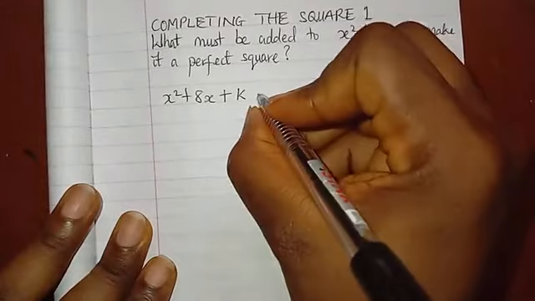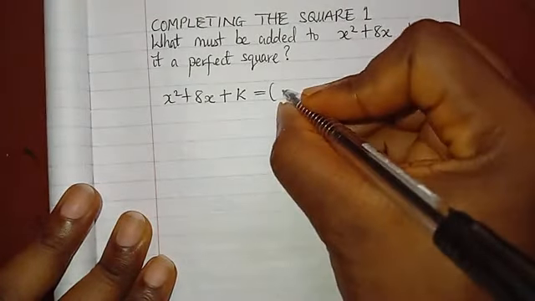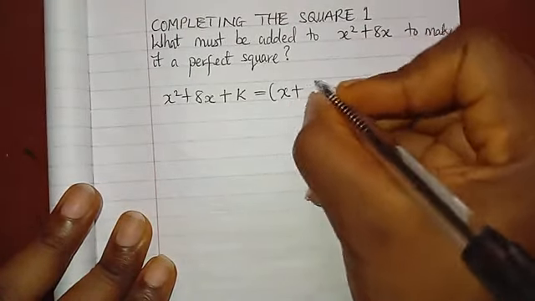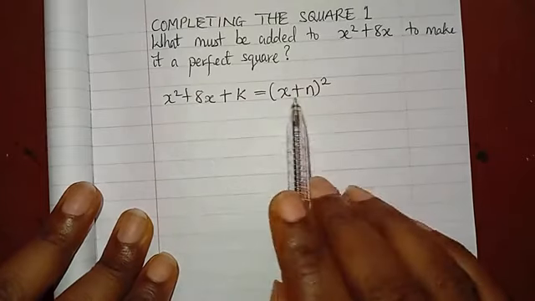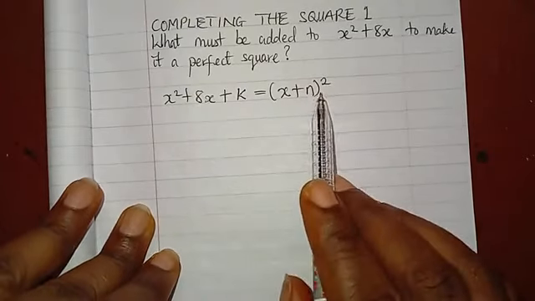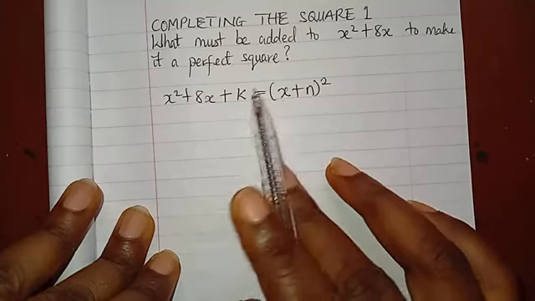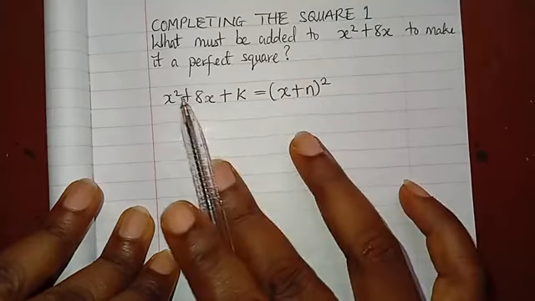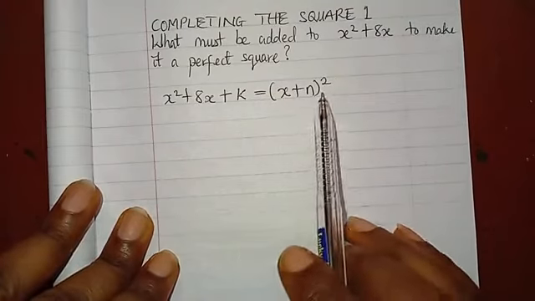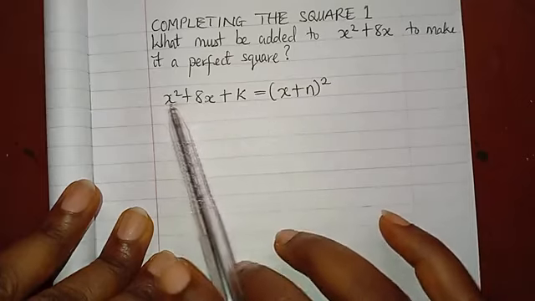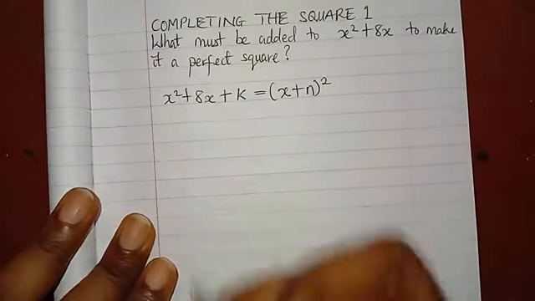What constant do we add to it so that when we factorize it, it looks something like this: x plus a certain number, and then we square it. So what do we add to this to make it a perfect square like this? A perfect square is when we get the square root, we get a whole number, something like 25 or 16. So we are now looking at this expression. What do we add to this part of this equation to make it a perfect square like this?